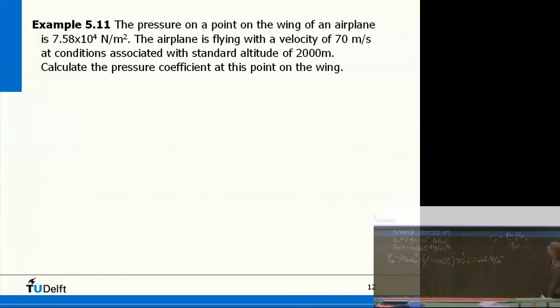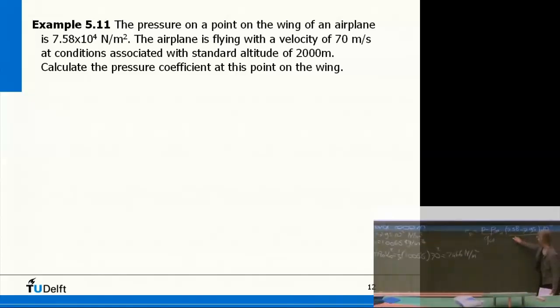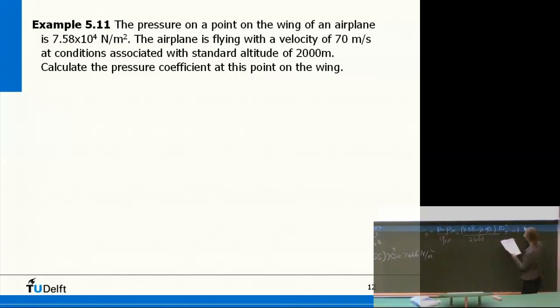So now we're there. The pressure in the point was given, 7.58 times 10 to the power 4. The pressure at free stream conditions is 7.95 times 10 to the power 4, divided by Q infinite, 2466. And then we get a pressure coefficient of minus 1.5.